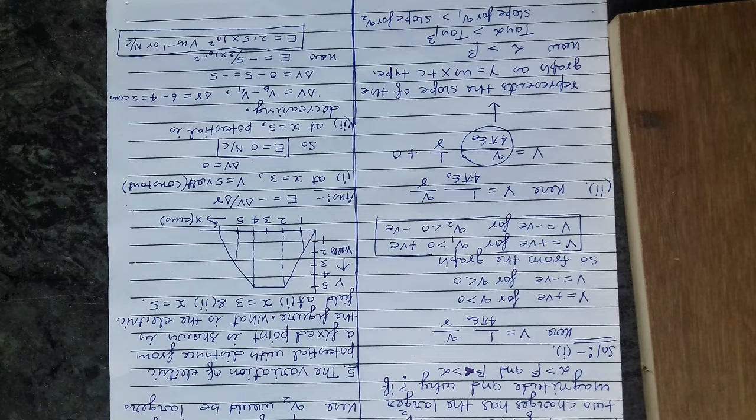Okay, put these values. E is equal to minus 5 upon 2 into 10 to the power minus 2 meter, which gives you E is equal to 2.5 into 10 to the power 2 volt per meter or Newton per coulomb.